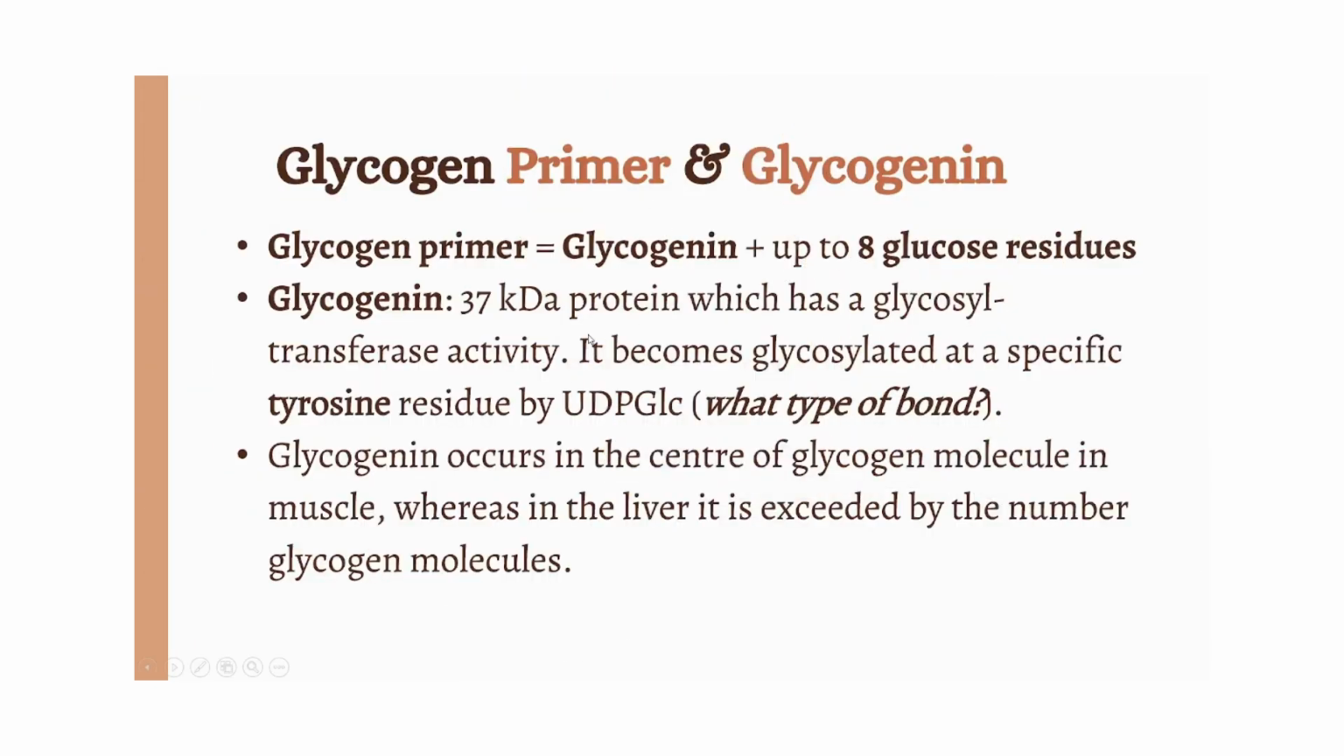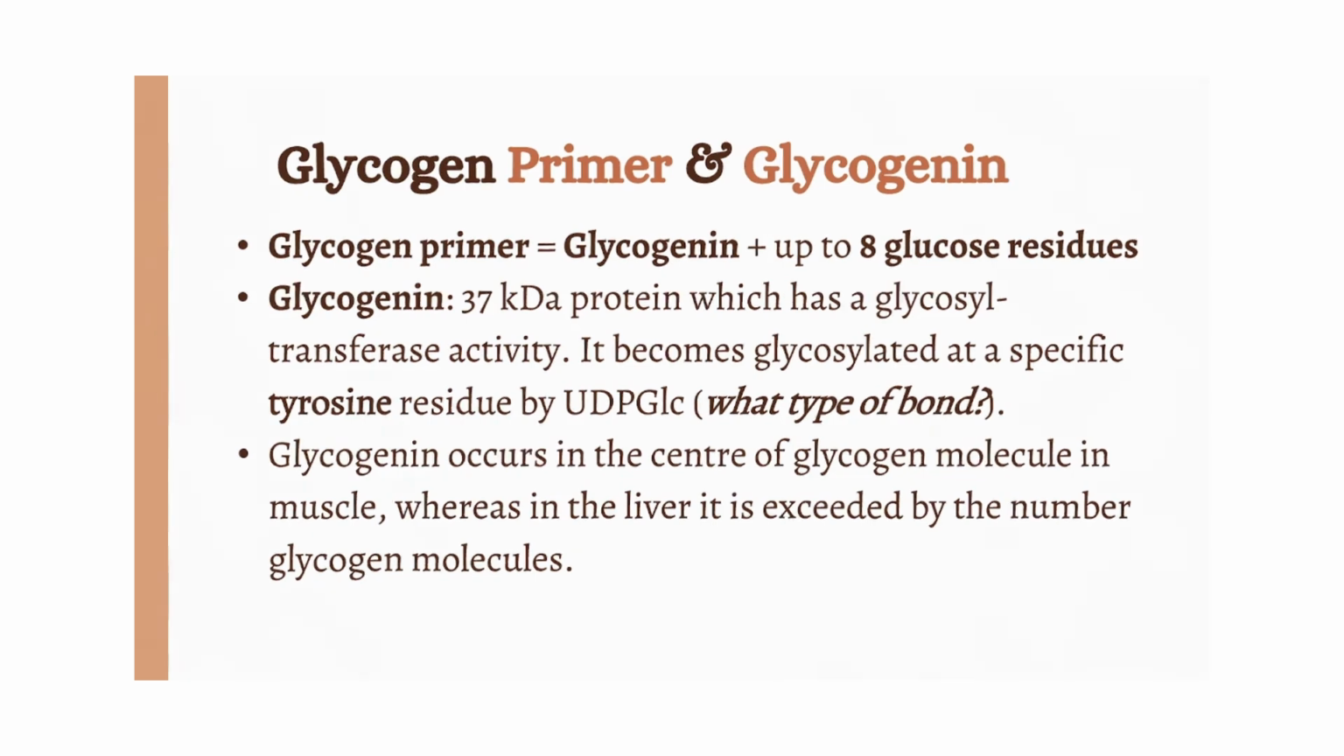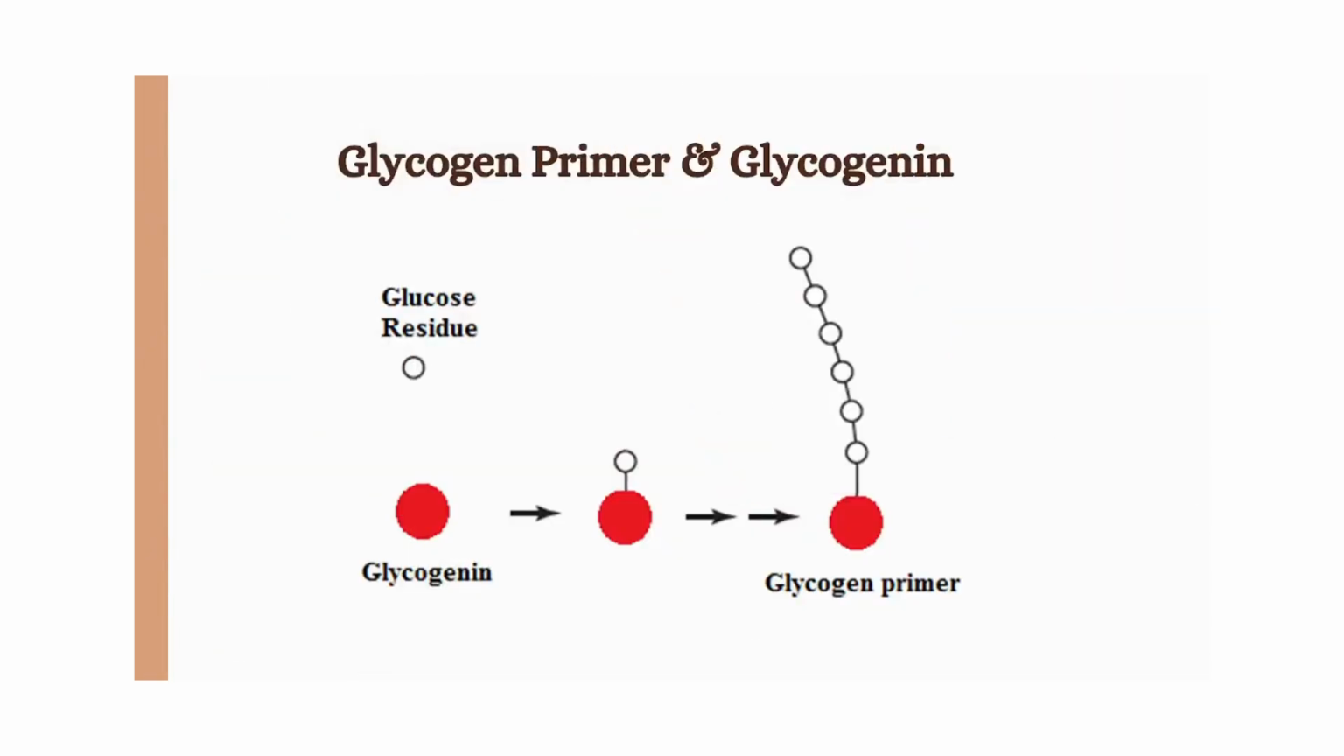The glycogenin is a 37 kilodalton protein which has an enzymatic activity, particularly a glucosyl transferase activity. It becomes phosphorylated at a certain tyrosine residue. So this is glycogenin. It is a protein that has an enzymatic activity. It can add up glucose molecules.